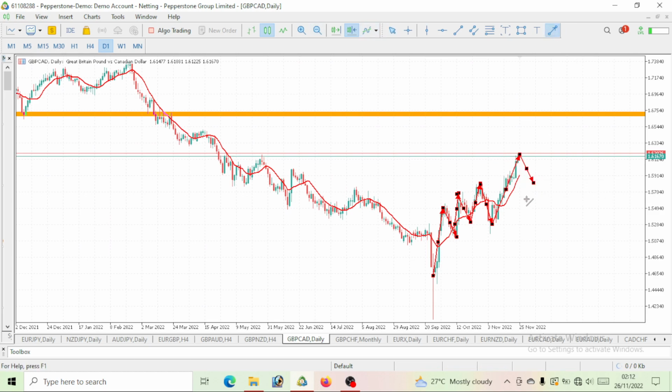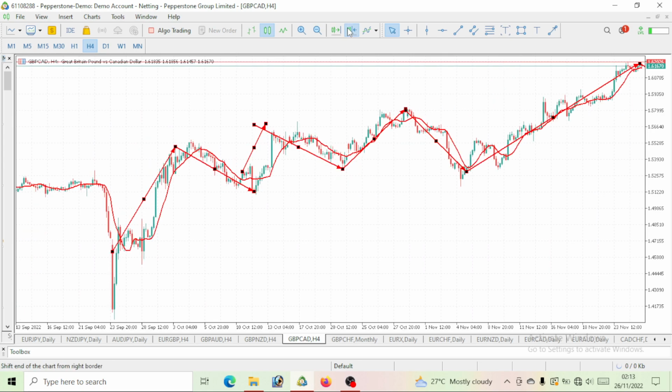So at least it makes sense if there will be a pullback, which I think should happen this week. I think so. I'm not really sure. So if it happens this week, then fine. You can now enter and go long on GBP CAD.